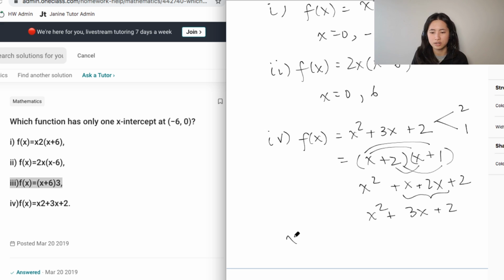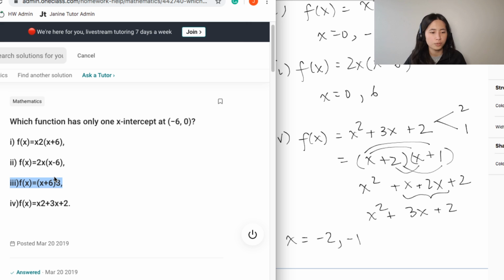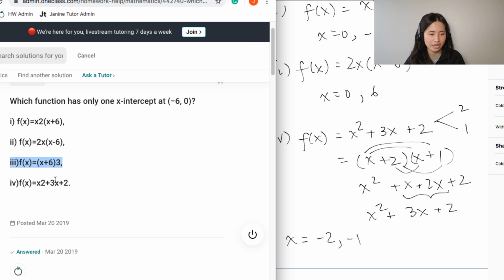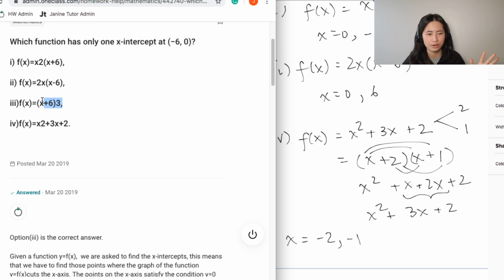That's why your x-intercepts are going to be at -2 and -1. So it's not at -6. That's why it's not option 4. So the correct answer is only going to be option 3 because they're looking for one x-intercept at (-6, 0). Okay, I don't really know what's wrong with me today. I apologize. Okay, so (-6, 0). So option 3 is correct.